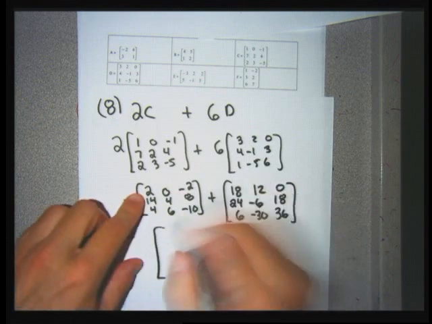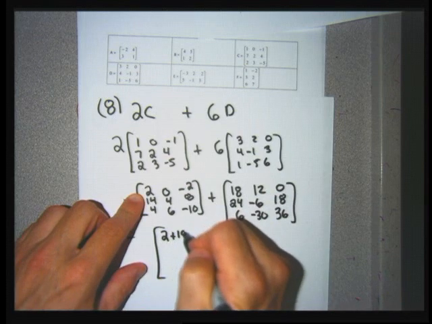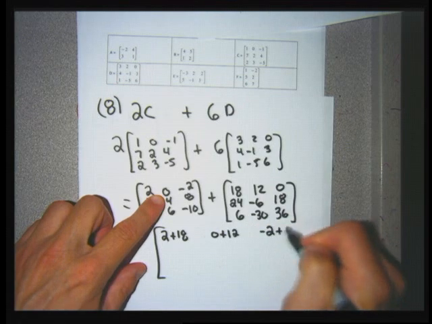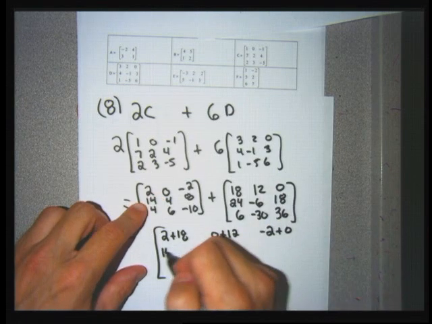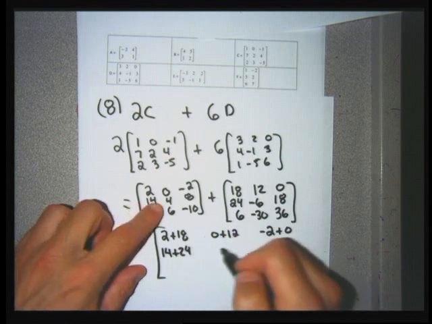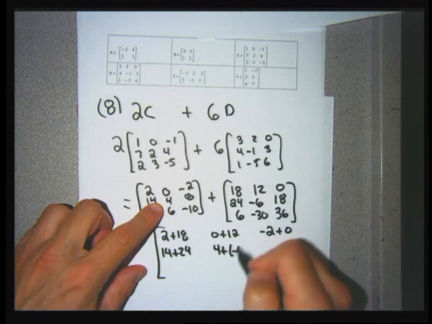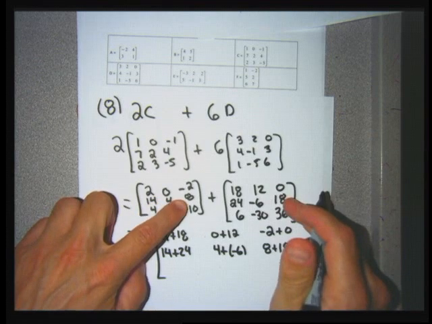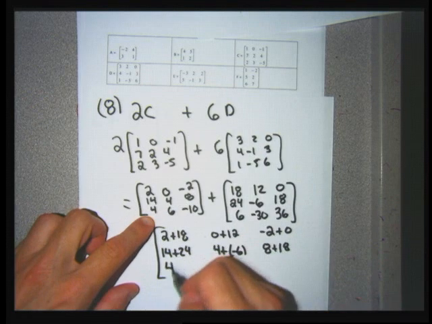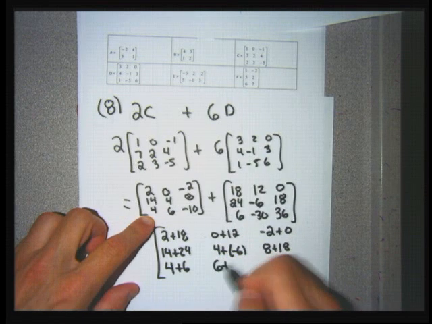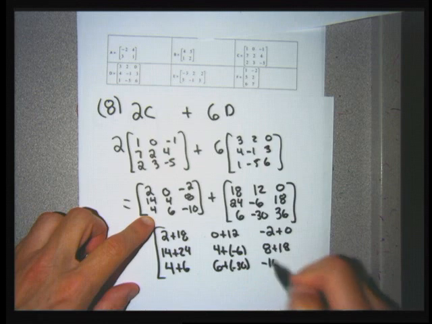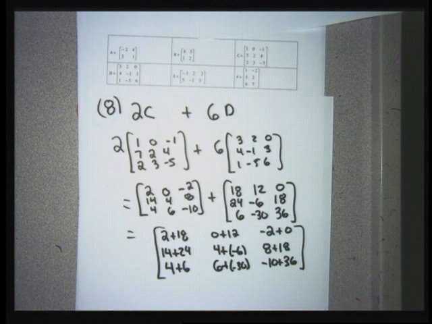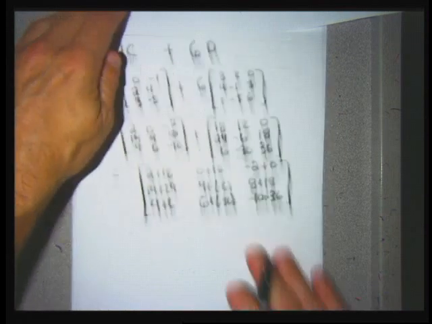In the upper left, I'm going to go 2 plus 18, and then 0 plus 12, and then -2 plus 0. Middle row, 14 plus 24, 4 plus negative 6 in the center, 8 plus 18, I'm just taking the like positions and adding them. Bottom, 4 plus 6, 6 plus negative 30, and negative 10 plus 36. So I'm ready to write my answer after I figure out what this equals.